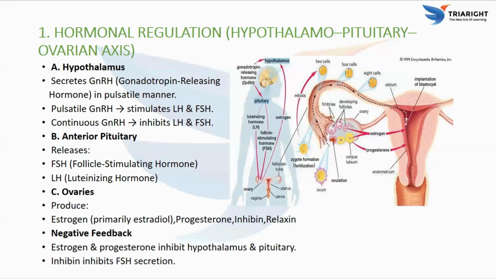And here is a diagram which shows the hypothalamus releasing GnRH, gonadotropin releasing hormone. This acts on the pituitary gland. And then the pituitary releases FSH and LH, which act on the ovaries.